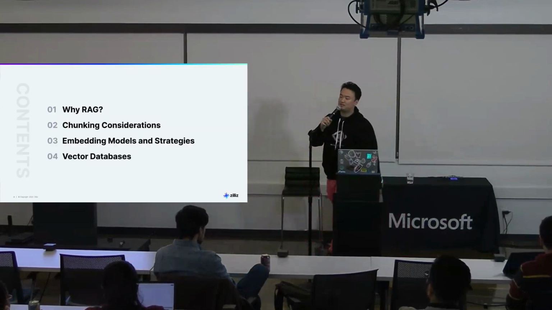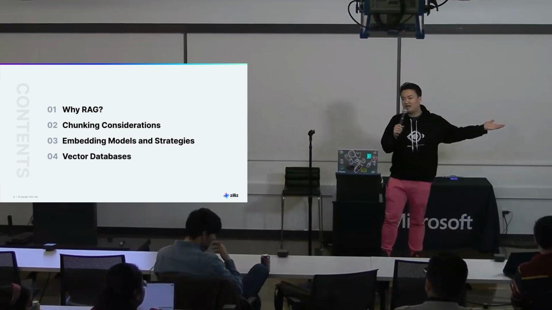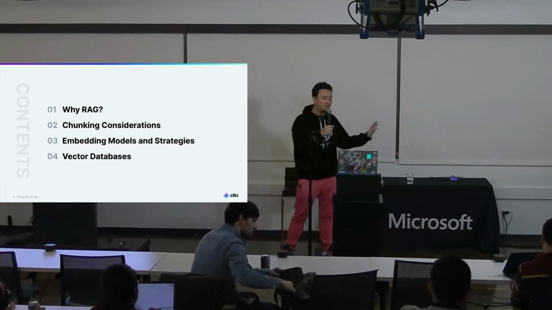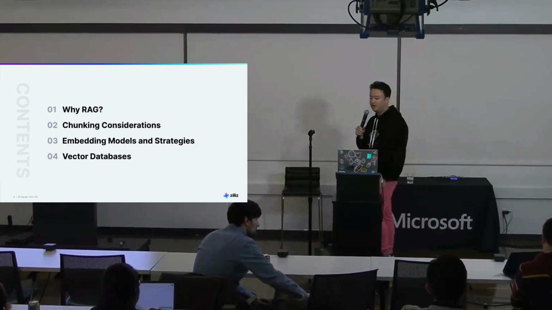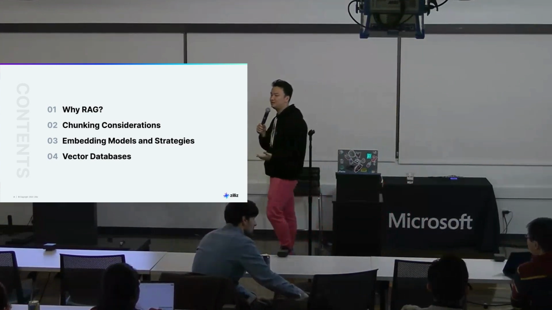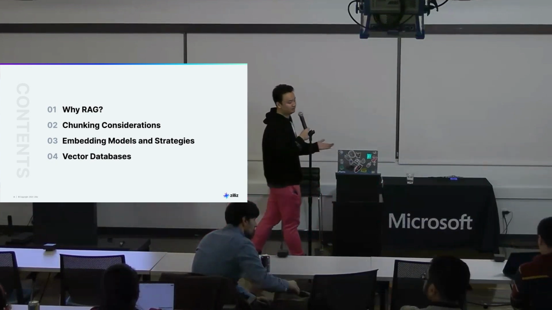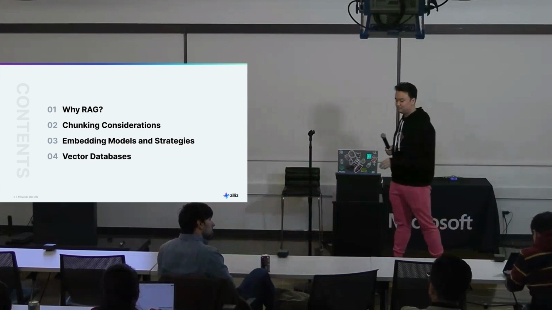Okay, so in this talk, we're going to cover these 4 topics. Pretty simple. We're going to start with why RAG? Why even build something that is a retrieval augmented generation app? And then we're going to talk about chunking. How should you chunk your data? How should you think about chunking your data? And we're going to talk about embedding models and some strategies around embeddings and how you can effectively use embeddings. And then finally, at the end, we're going to talk a little bit about vector databases.